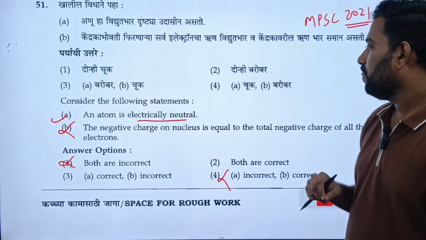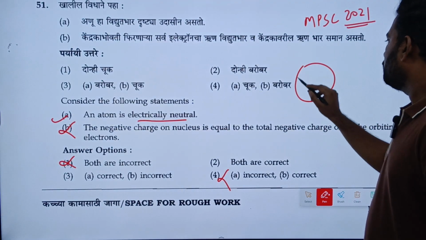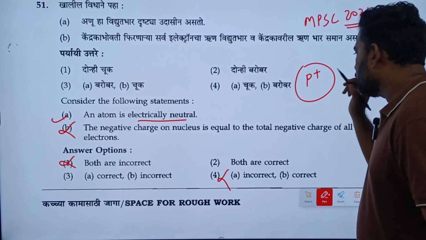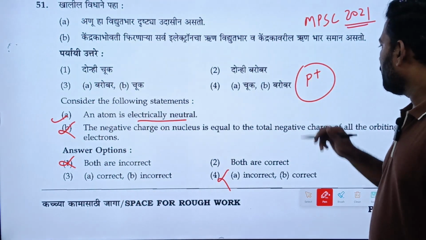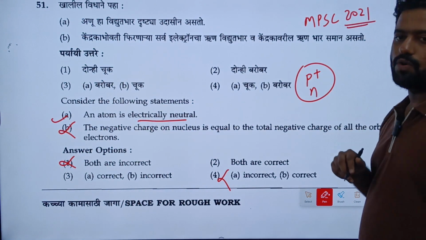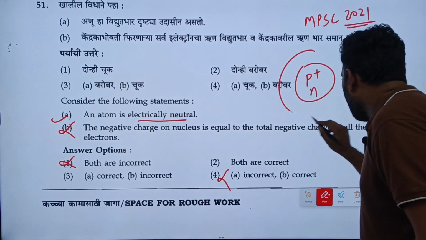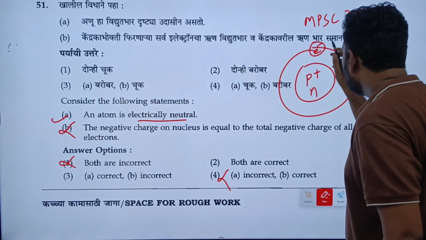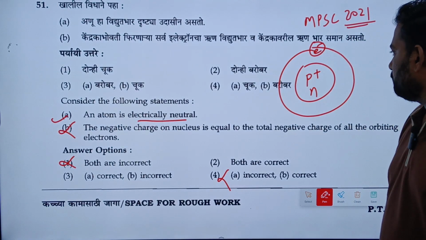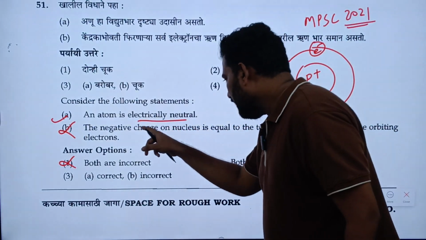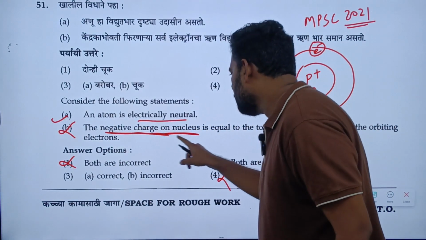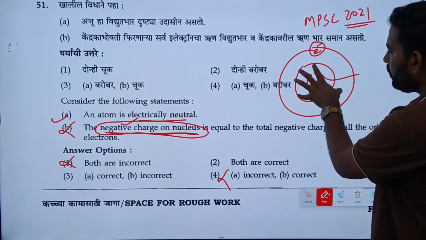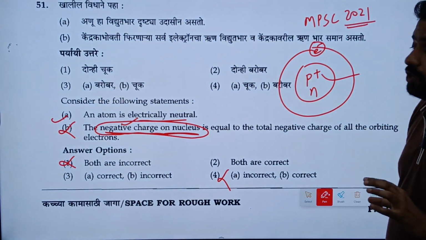This is wrong statement. Why? Because we know that in the nucleus there are protons which are positively charged and neutrons are neutral. Surrounding that, electrons are there in orbits. So, here the negative charge on nucleus, part of this statement is completely wrong. Nucleus is always positively charged.